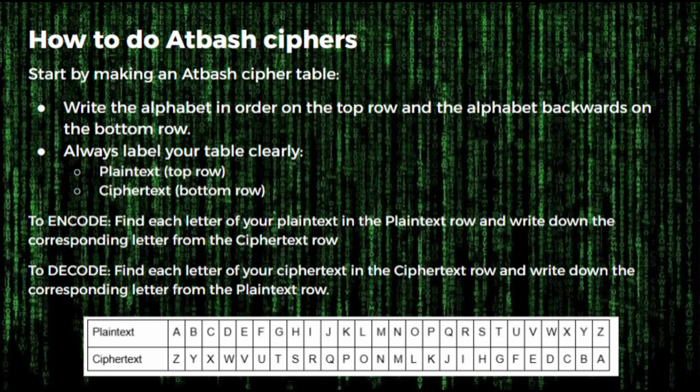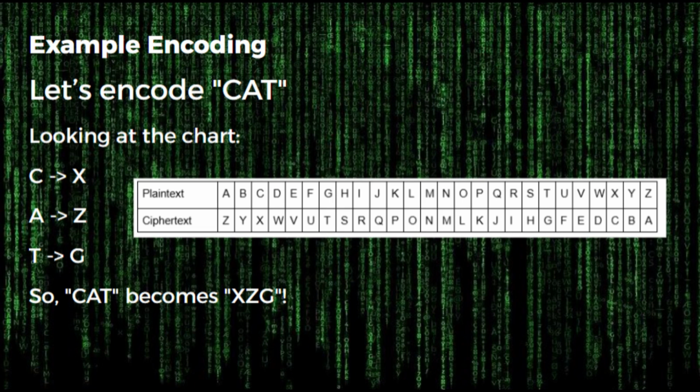To encode, you find each letter of your plaintext in the plaintext row and write down the corresponding letter, matching it to the ciphertext row. And to decode, you do the opposite. You find each letter of your ciphertext in the ciphertext row, and then you write down the corresponding letter from the plaintext row. So it might seem a bit confusing at first, but let's try a few examples so that you'll see how truly easy they are.